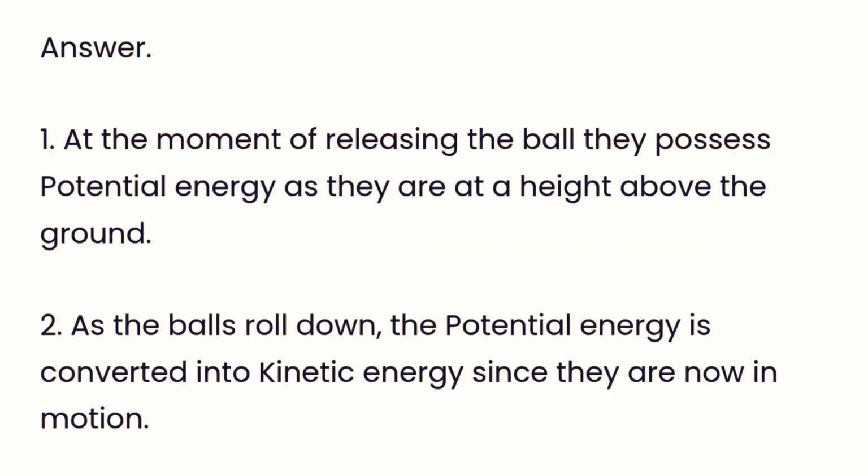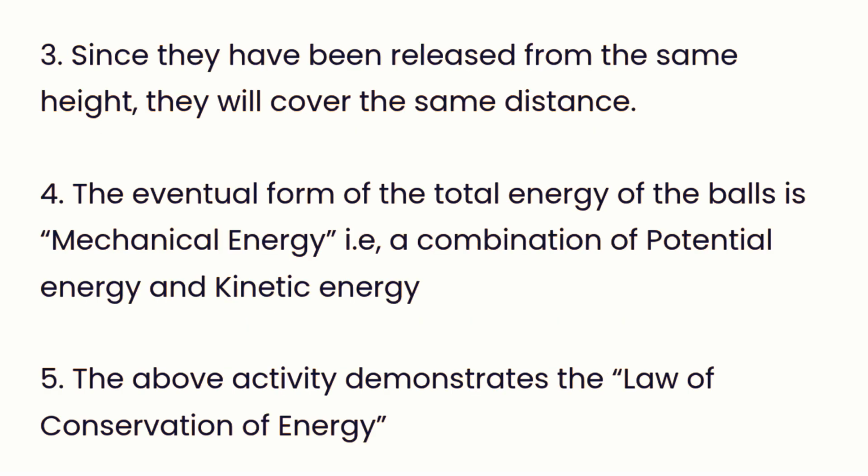Explain. Answer. 1. At the moment of releasing the balls, they possess potential energy as they are at a height above the ground. 2. As the balls roll down, the potential energy is converted into kinetic energy since they are now in motion. 3. Since they have been released from the same height, they will cover the same distance. 4. The eventual form of the total energy of the balls is mechanical energy, i.e., a combination of potential energy and kinetic energy. 5. The above activity demonstrates the law of conservation of energy.